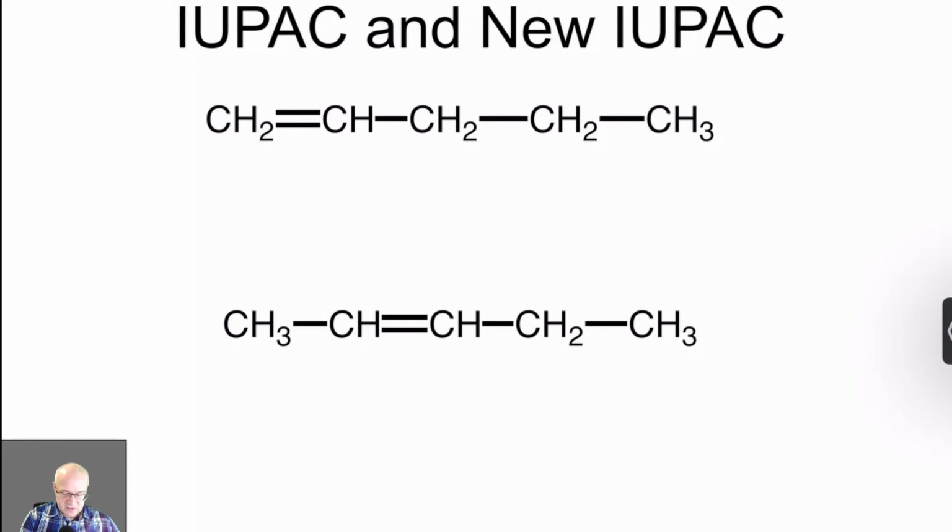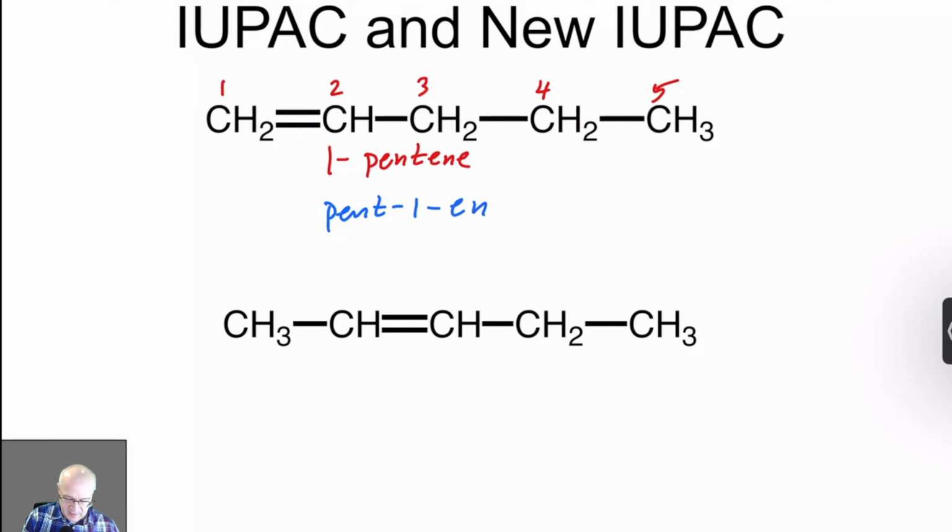So this is my longest continuous chain. This is the carbon that's closest to the double bond, the terminal carbon that's close to the double bond. So this is carbon number 1, 2, 3, 4, and 5. So it's a pentene. So this is 1-pentene, or the new way, pent-1-ene. The bottom one, this is 1, 2, 3, 4, and 5. So this is 2-pentene.